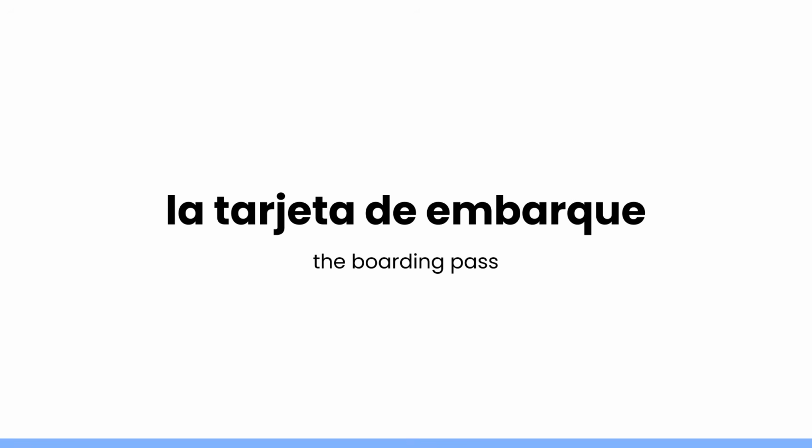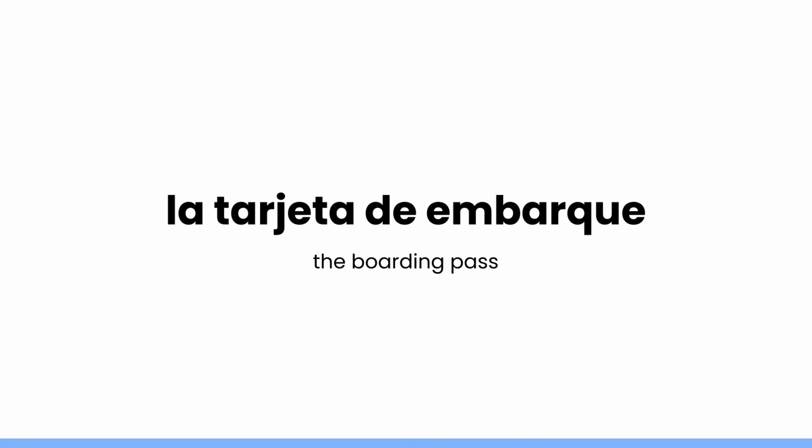The word for the airport in Spanish is actually quite similar to the English word, which in Spanish is El aeropuerto. The passport is El pasaporte. And next to the passport, you also need a boarding pass if you want to hop on a plane. So the word for the boarding pass is La tarjeta de embarque. The boarding pass, or the card, la tarjeta, the card or the pass to embark.